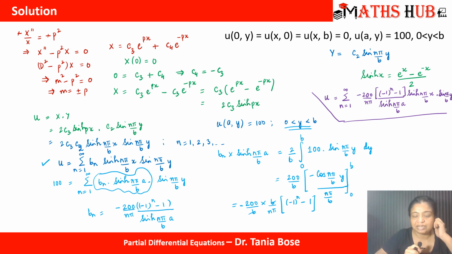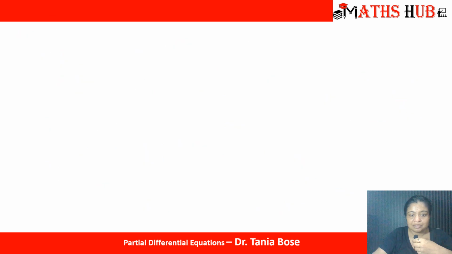So the only trick is how to place the negative sign, whether it is to be kept on x or on y. That is determined by the boundary conditions. Whichever variable has more conditions, that variable will be kept positive and the other variable will become negative, right? So I hope you understood the question. So please try the next question.